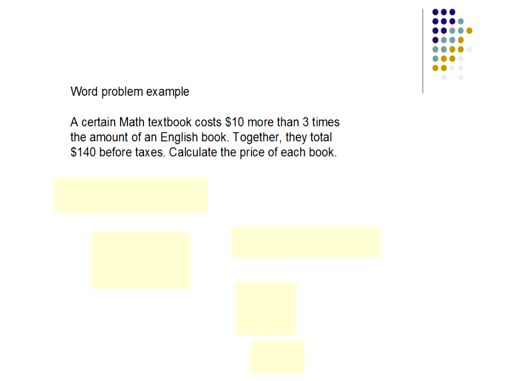A certain math textbook costs $10 more than 3 times the amount of an English book. Together they total $140 before tax. Calculate the price of each book. No, I'm not going to calculate the price of each book. I'm going to look at the barcode, or I'm going to look at the price tag, and I'm going to ask somebody at the store, or I'm actually going to question why I'm buying an English book in the first place.